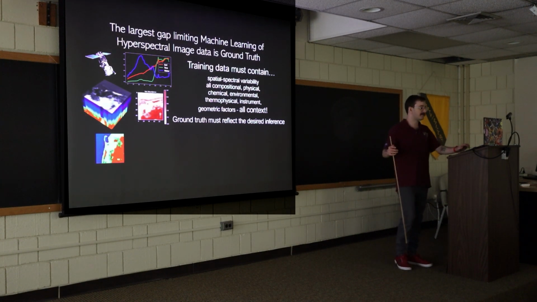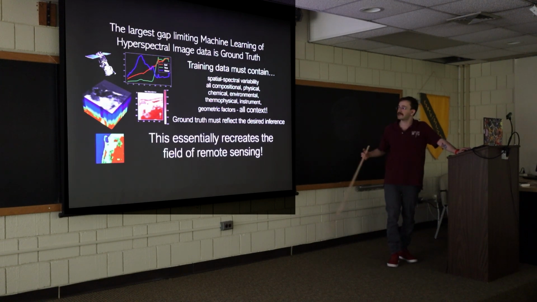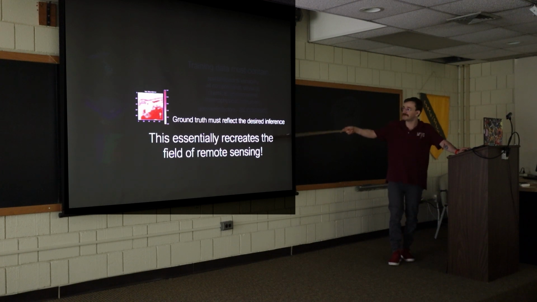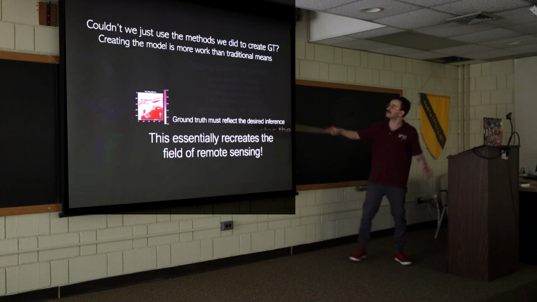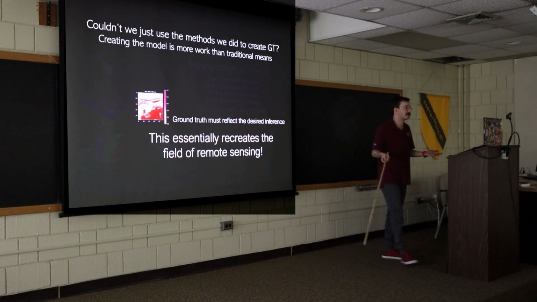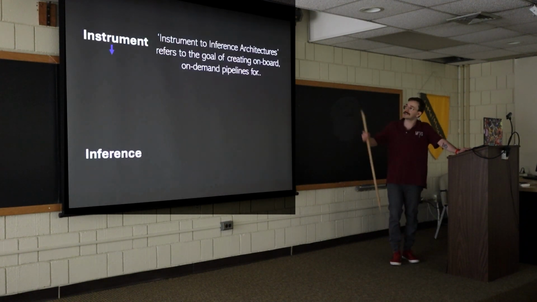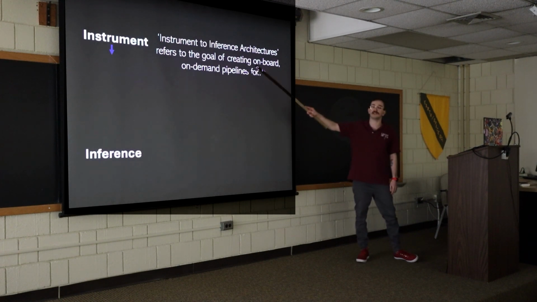And so if that's the case, then aren't we just recreating the entire field of remote sensing all over again? Right? If I need to do all of this in order to get the ground truth, why don't I just do this to answer the original question? Right? Creating the model feels like more work than it's worth. And this is why we refer to the idea of creating instrument-to-inference architectures.